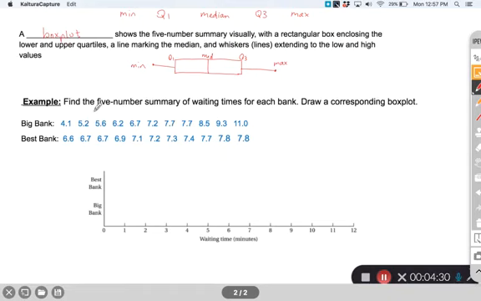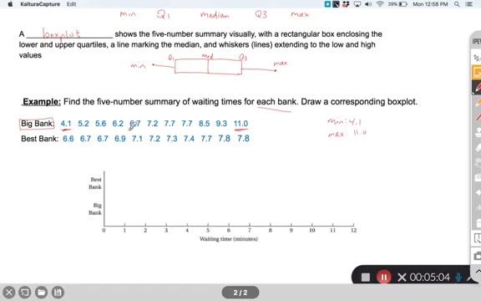So we're going to have 2 different box plots for each bank. We have Big Bank and Best Bank, and these are the waiting times in minutes that they've listed. Let's just look at Big Bank first. The easiest thing to pinpoint is the minimum and the maximum. So we know that 4.1 is my minimum, and we also know that 11 is my max.